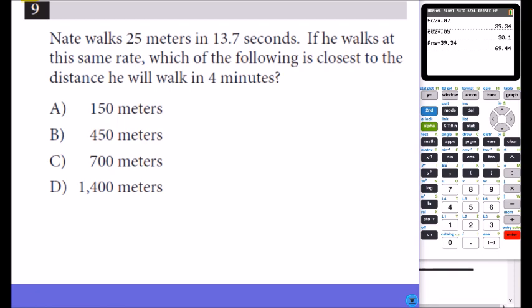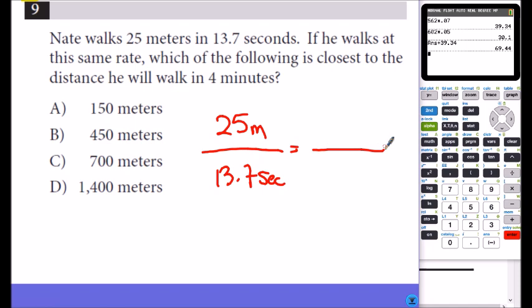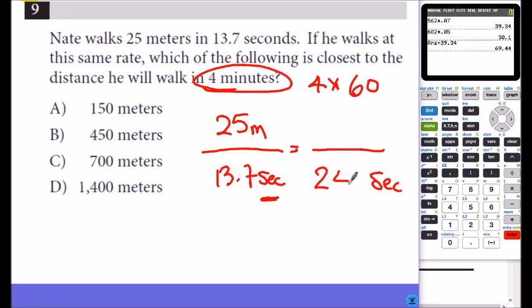9. Nate walks 25 meters in 13.7 seconds. If he walks at the same rate, which of the following is closest to the distance he will walk in 4 minutes? So he walks 25 meters in 13.7 seconds. We can use the ratio to solve it. So now we are looking for when he walks 4 minutes, which is how many seconds? There are 60 seconds per minute, so 4 times 60 for 4 minutes gives you 240 seconds.